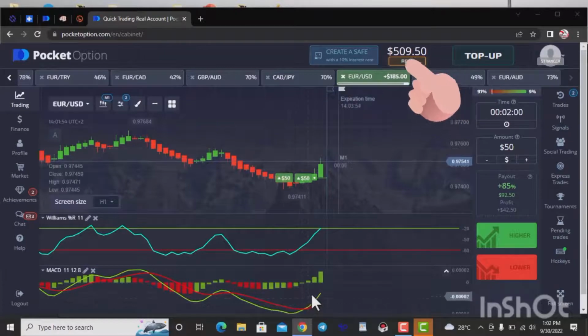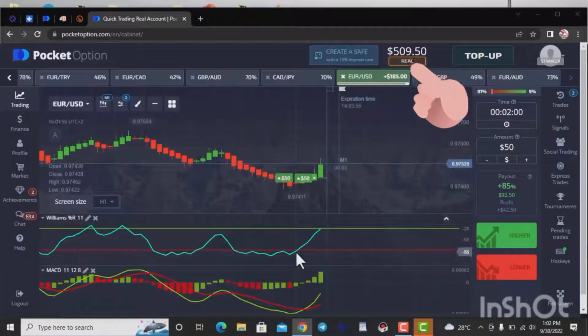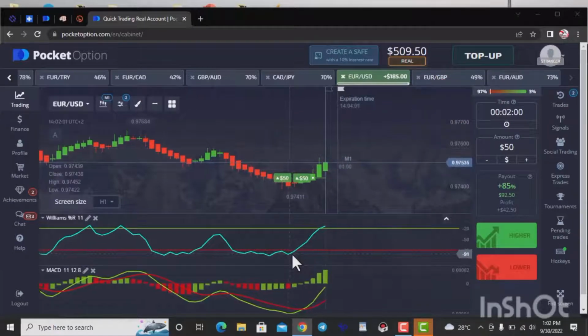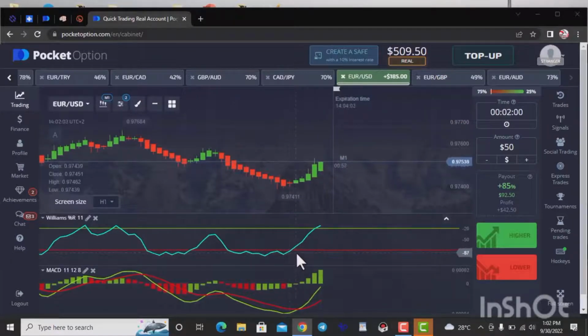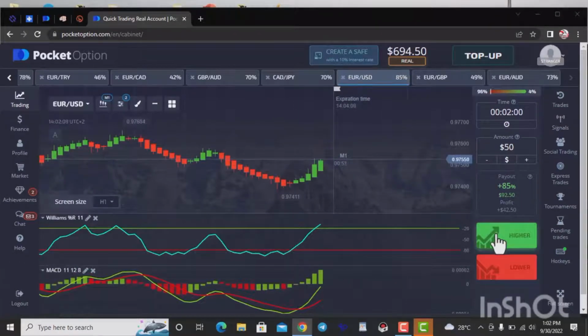So the trade is almost closing. Yeah, it's closed in profit. Yes, good. As you can see, our trades close in profit. So let's analyze the market again.